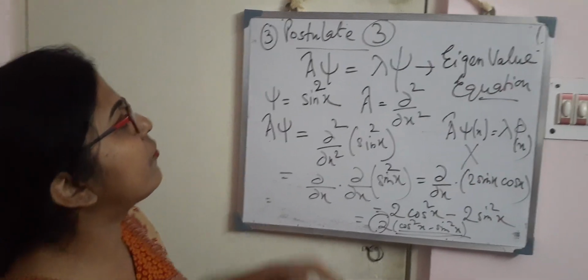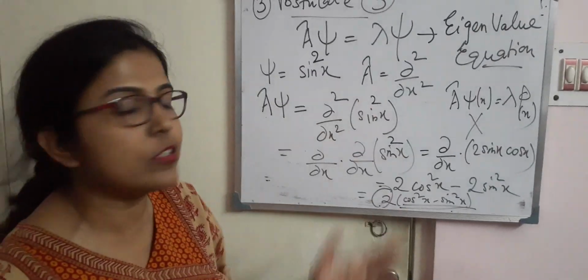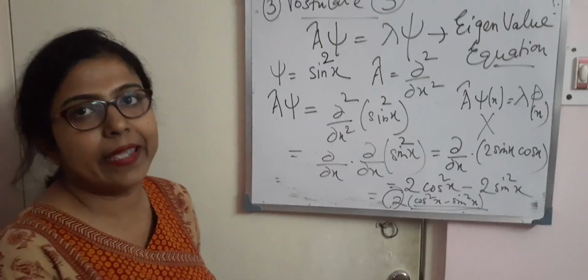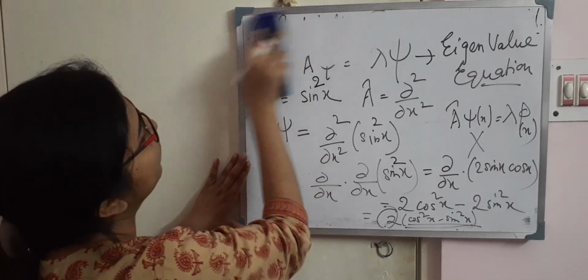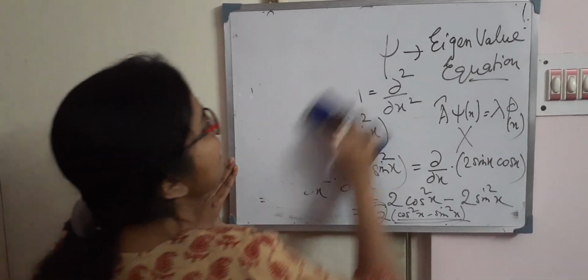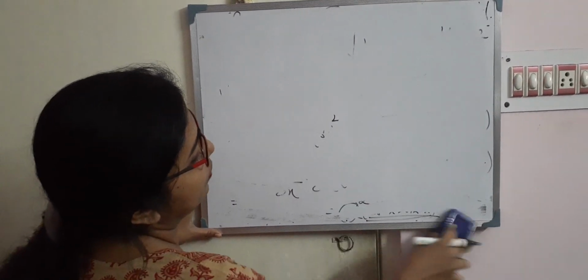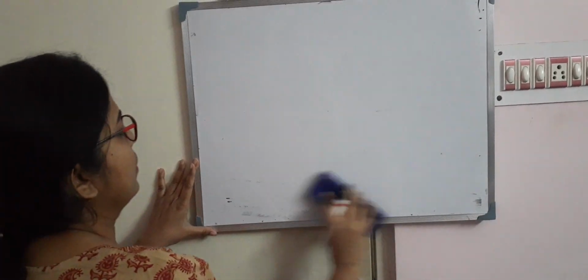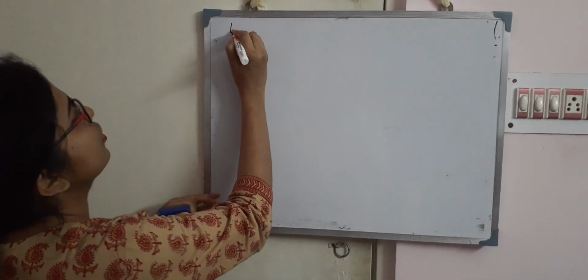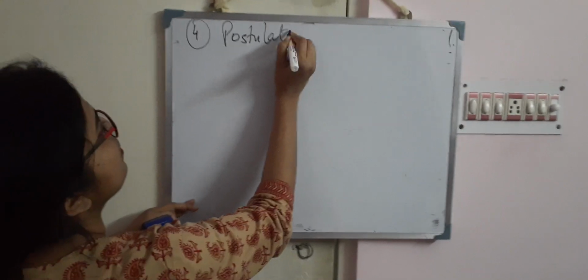And as I said, if I provide you with psi and A cap, you can also find out the eigenvalue, which I have shown in the previous case. Now the last postulate, the fourth postulate, I will be discussing in the next class, and in fact we will then be applying it straight away to the Schrodinger's equation. We will start from the next class. So I will just talk about the fourth postulate here, though the application of that fourth postulate we will be doing when we apply Schrodinger's equation.